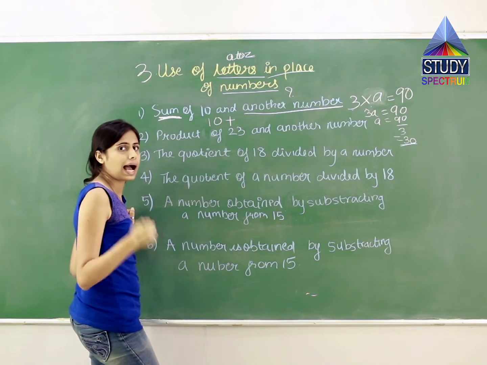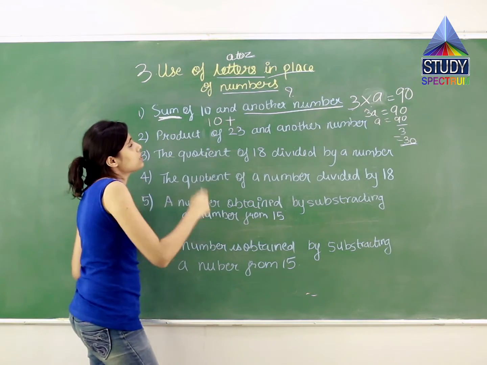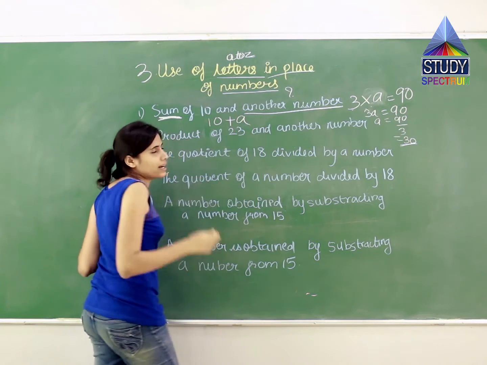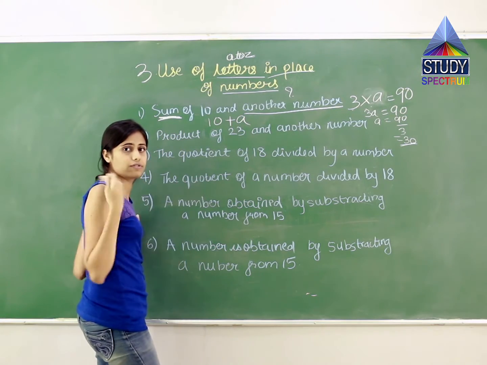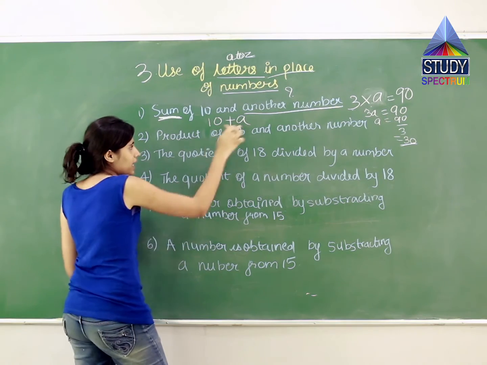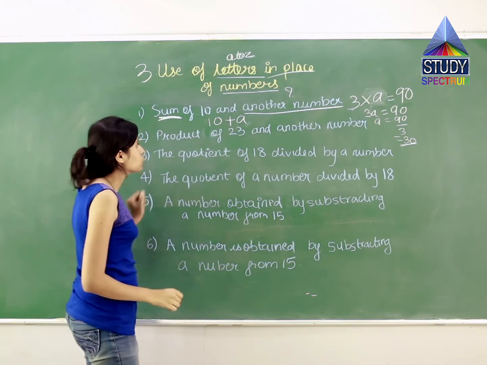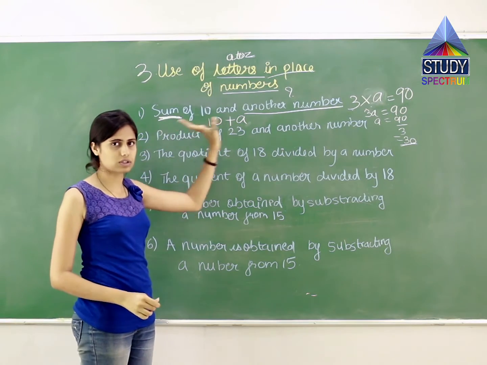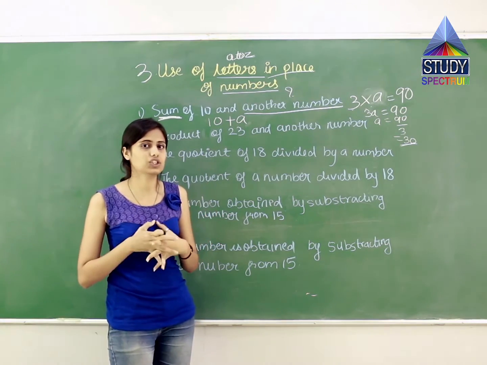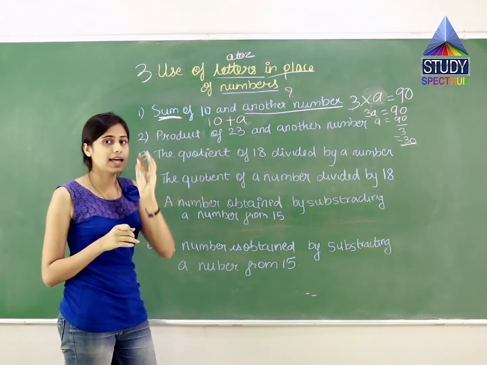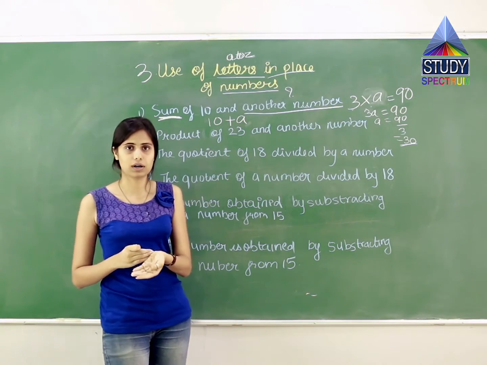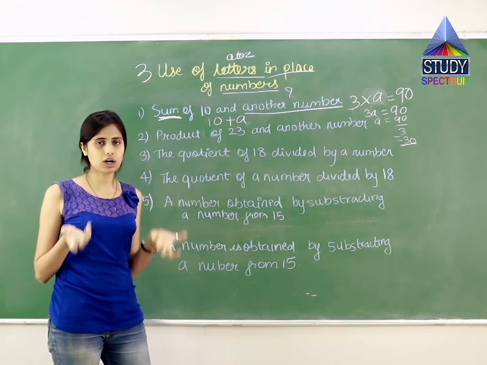So what will I do? I'll replace it with a letter. Suppose let us take A in all the examples. So I say A. You can take B, C, D, E, F, G, H, I till J, till Z, whichever you like. But I am taking A over here. So that is what the question first sum is saying. Sum means addition. Addition of 10. 10 is a number. So addition of 10 with any another number. That another number is not given to us.